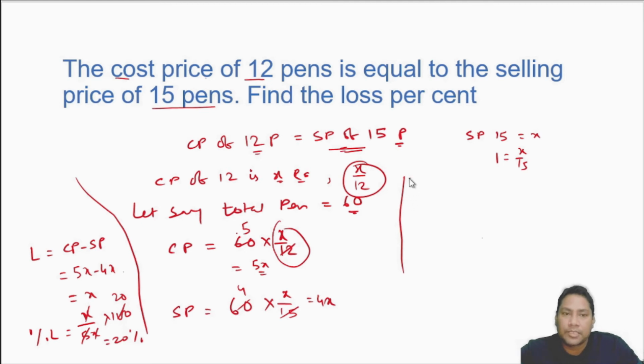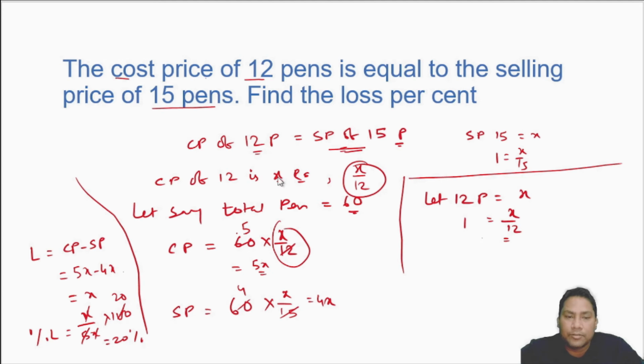So for solving this type of question, we have one more method. In this method, we will take out the value of 1 pen. Let's say the cost price of 12 pens is x, then the cost price of 1 pen will become x upon 12. In this question it is given that x is also equal to the selling price of 15 pens. Now the selling price of 15 pens is x, so for one pen, that will become x divided by 15.